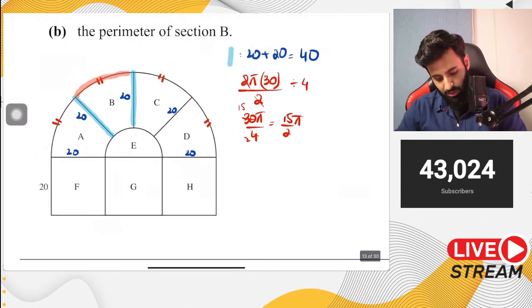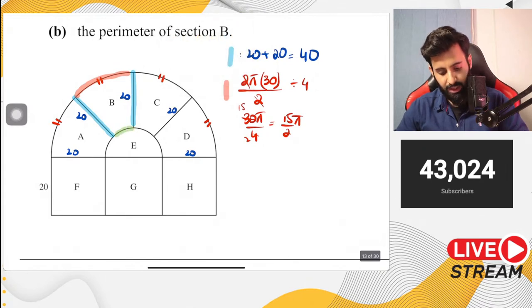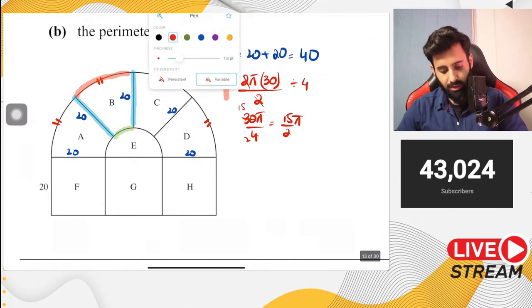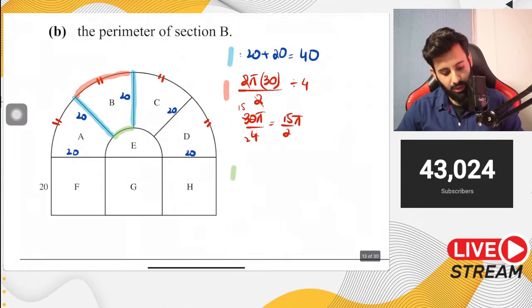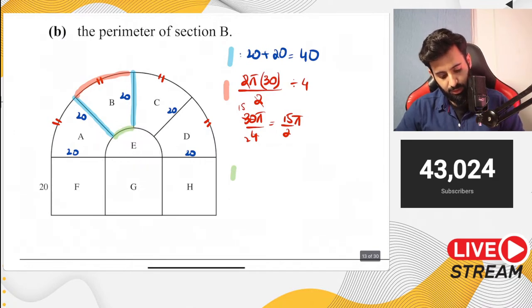Okay, so now what we're going to do is calculate this. And how will I calculate this? This is basically equal to 1/4 of the semicircle, of the smaller semicircle. Now the question is, what will be the radius of the smaller semicircle? It's going to be 10. Why 10? Because the diameter is 20, so the radius is going to be 10.